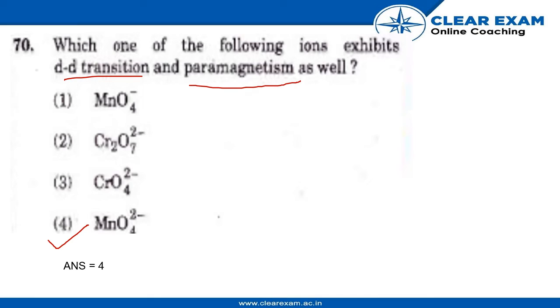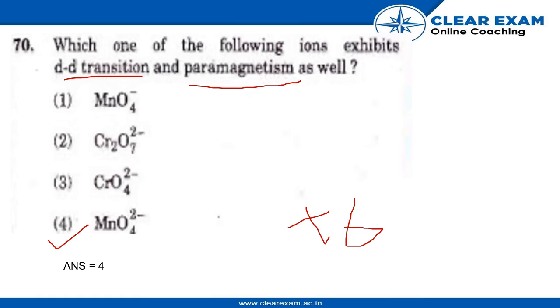So the Mn atom in MnO4 2- has a +6 oxidation state, with outer electronic configuration of 3d1. The Mn atom has outer electronic configuration of 3d5 4s2.